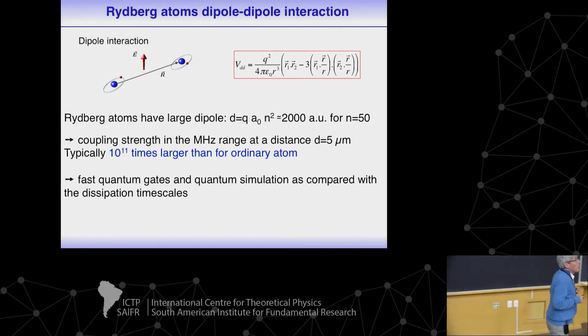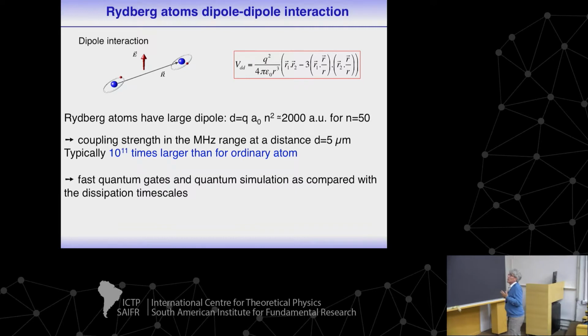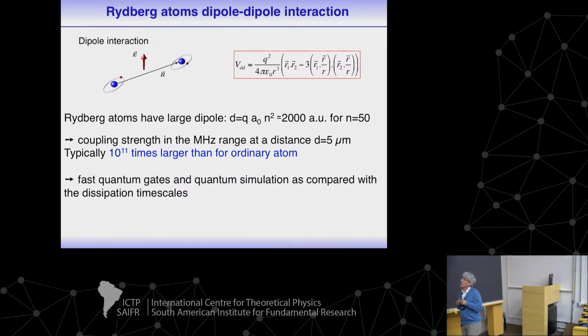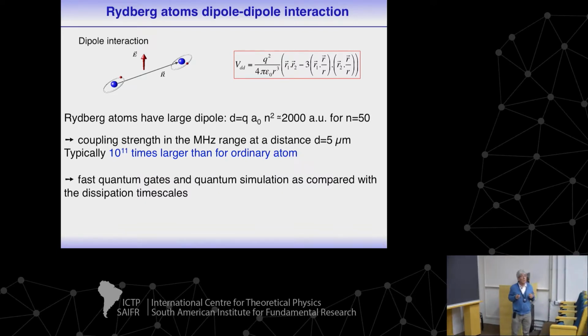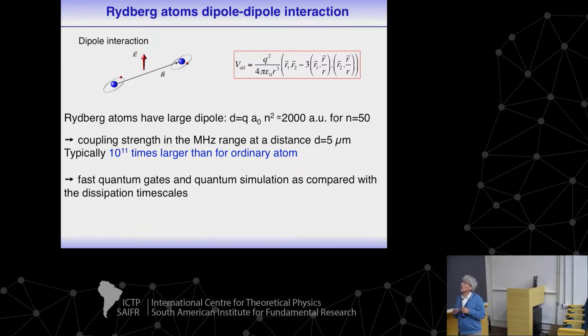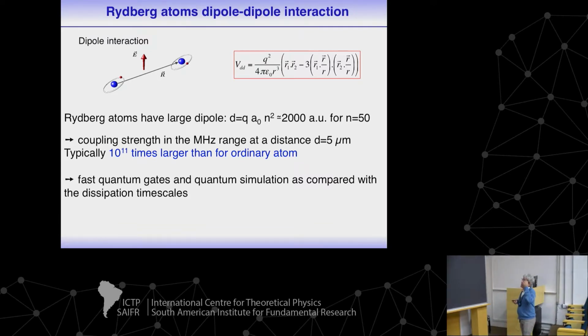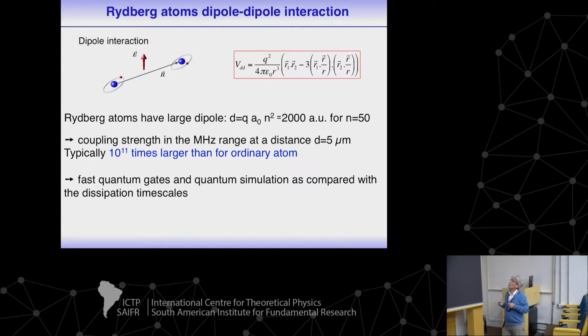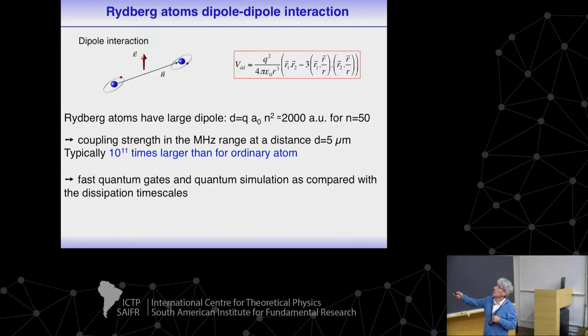So why is the Rydberg atom interesting in this context? One first very interesting property of the Rydberg atom is the large strength of interaction between the individual qubits, which makes it nice to have a fast quantum simulator with a fast dynamic timescale for simulating a given problem. So here you have the usual expression of the dipole-dipole coupling representing the interaction Hamiltonian between two atoms separated by a distance r.